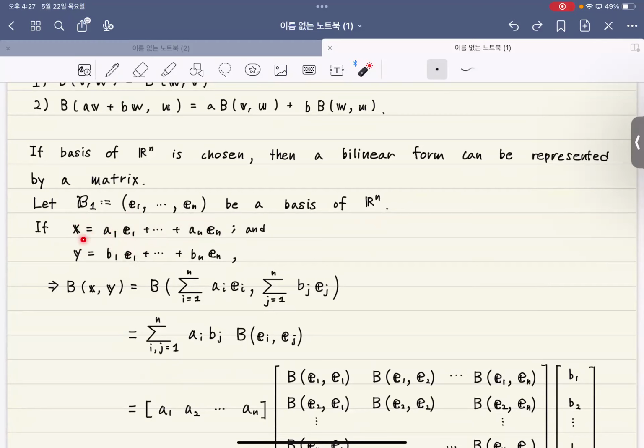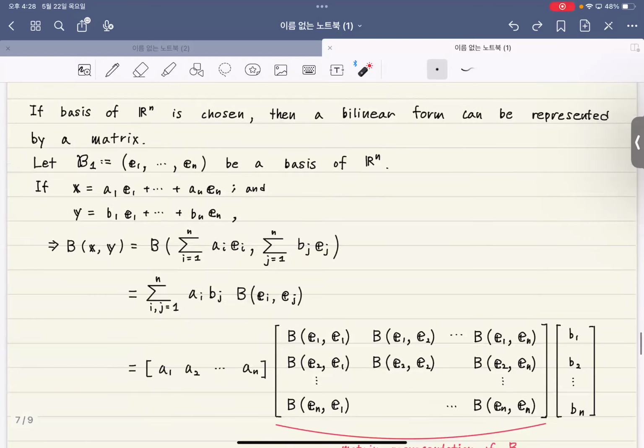So I plugged in these vectors x and y into my symmetric bilinear form B, and so x and y can be replaced by these two summations like this. And since B is bilinear, because I was feeling lazy, I just combined these two summations into one. So the indices i and j are varying from 1 to n, and a_i times b_j times the symmetric bilinear form of these two basis vectors. Okay. All right.